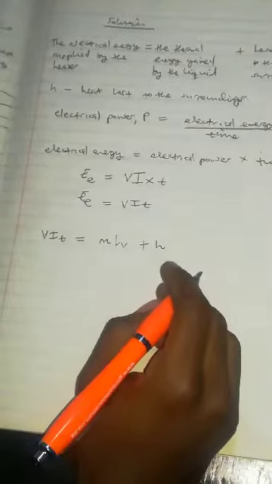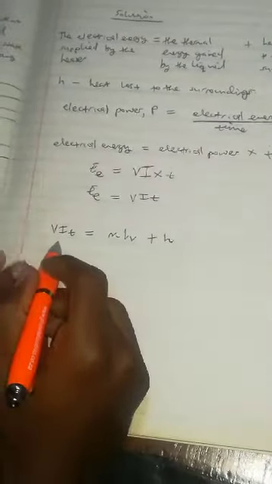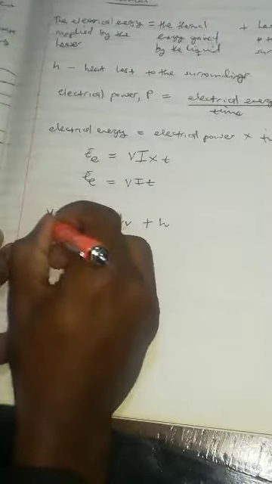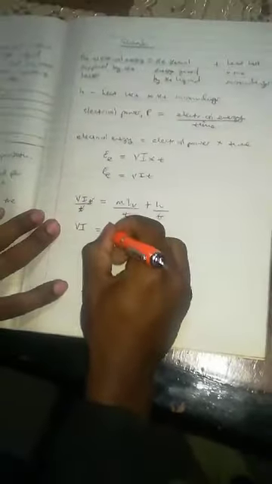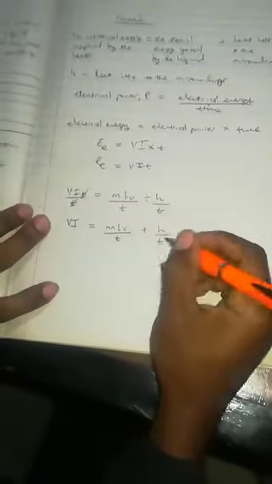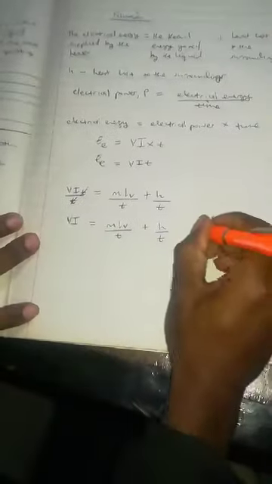Now what I want is to make VI the subject of the formula, so I'll divide both sides by T to make our calculations easier. VI equals the mass times the latent heat of vaporization over time, plus the heat lost to the surroundings over time. So let this be the first equation, representing the first experiment.